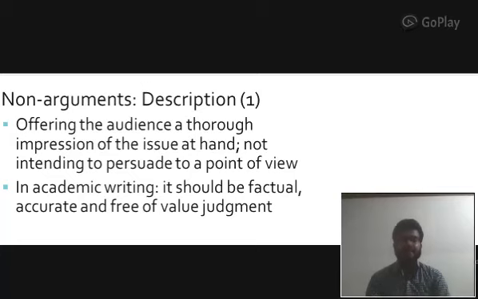So in academic writing, if we use description, it should be factual, accurate, and free of value judgment. Value judgment here means you cannot pass a judgment on it, calling it right or wrong, because you're simply describing something that is already there. You have observed it, you have noticed it, and you have expressed it in your own words. So there is nothing analytical about it. That is why this description is not to be counted as an argument.